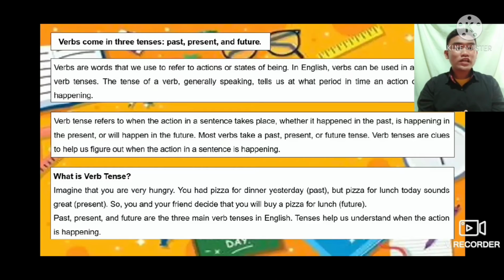But pizza for lunch today sounds great. This is in the present because of the word today, which means that the action is happening today, right now, or in the present time.